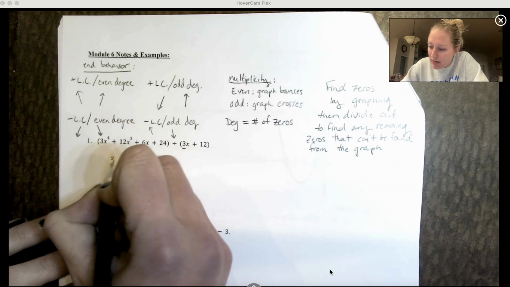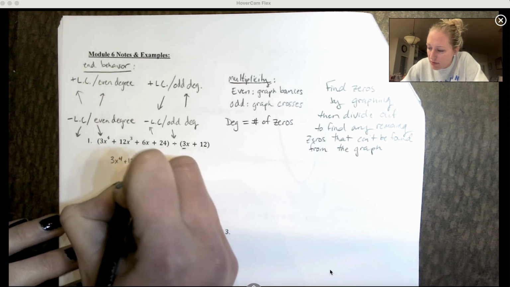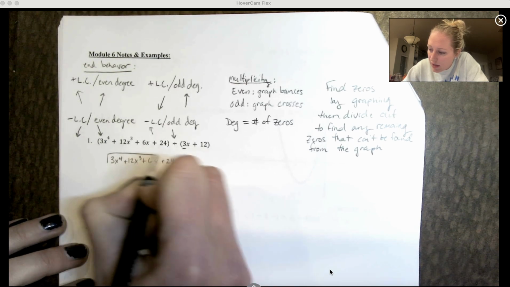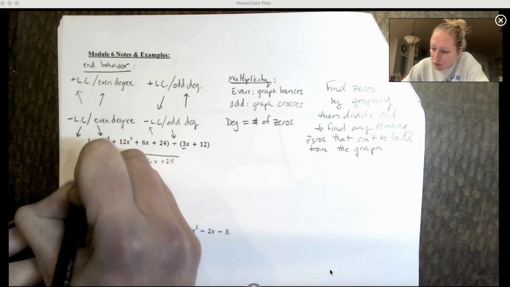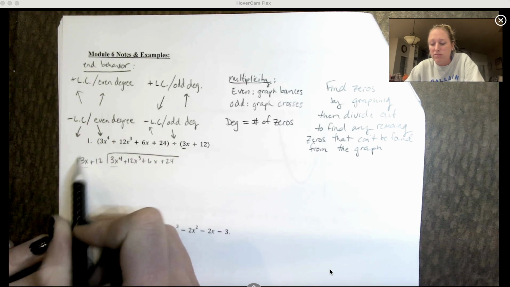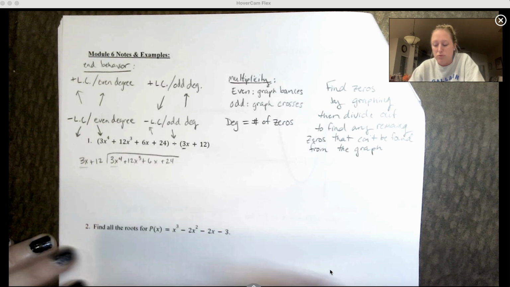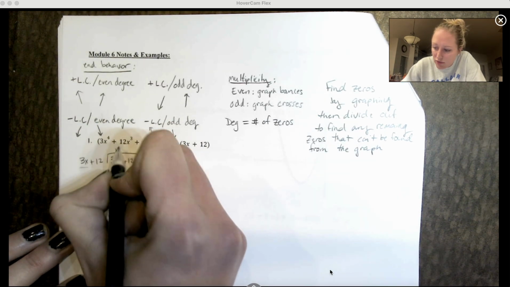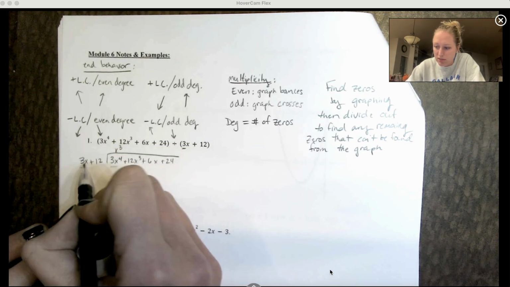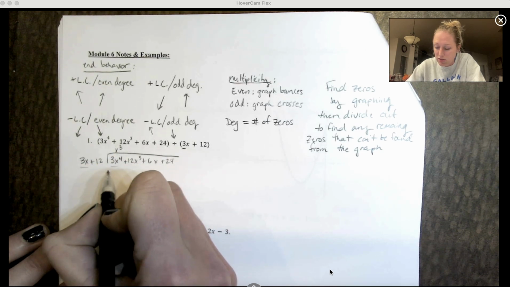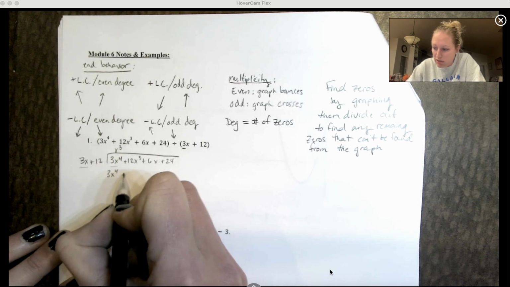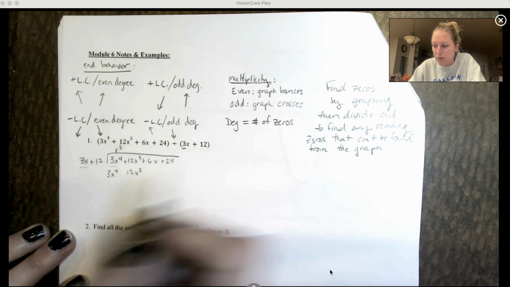So I have 3x to the 4th plus 12x to the 3rd plus 6x plus 24, and I am dividing that by 3x plus 12. So remember to do this, we are looking at those leading terms, and I'm asking, what do I have to multiply 3x by to equal 3x to the 4th? I'd have to multiply by x to the 3rd. So now I take x to the 3rd and I multiply by this term, so 3x times x to the 3rd is 3x to the 4th. My goal is to get these to match, and then x to the 3rd times 12 is 12x to the 3rd. So right now these are both positive.